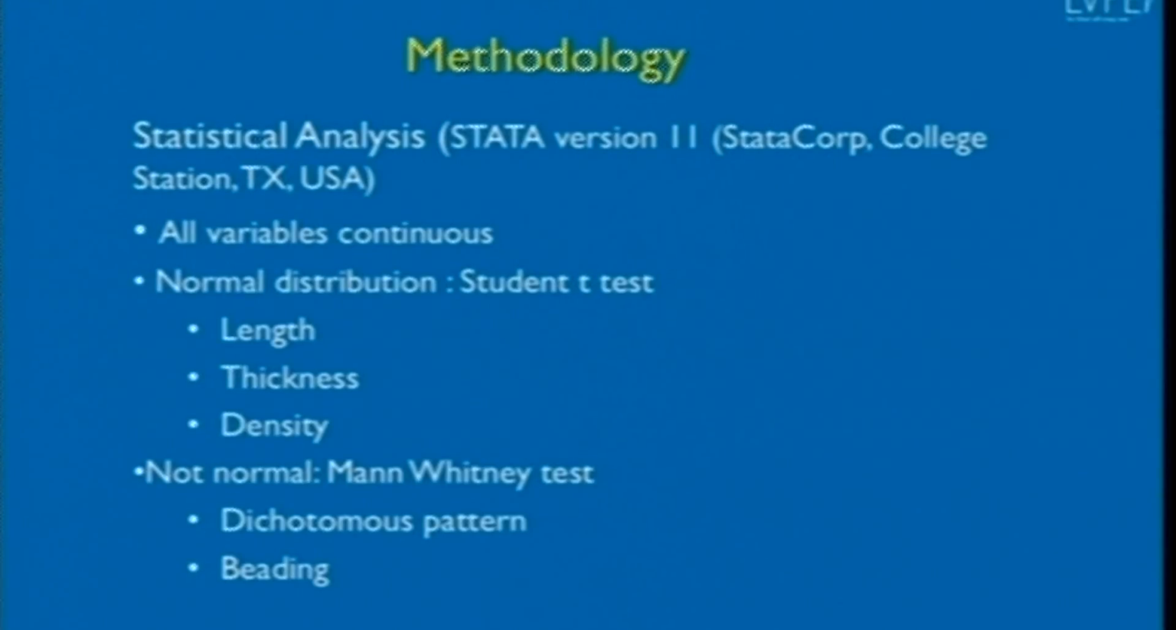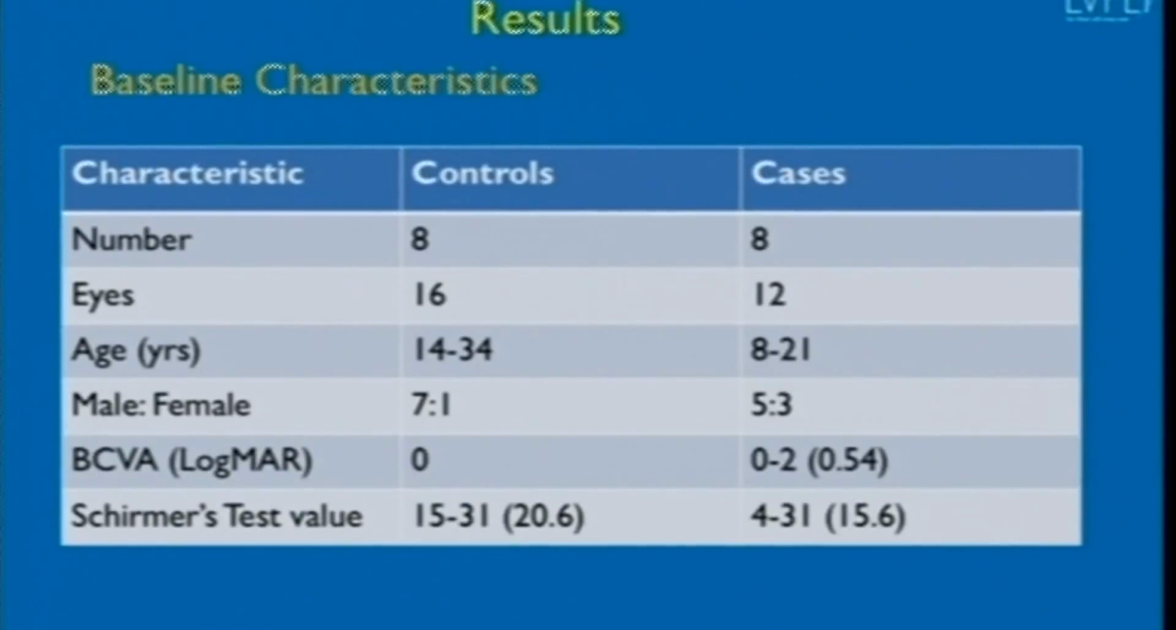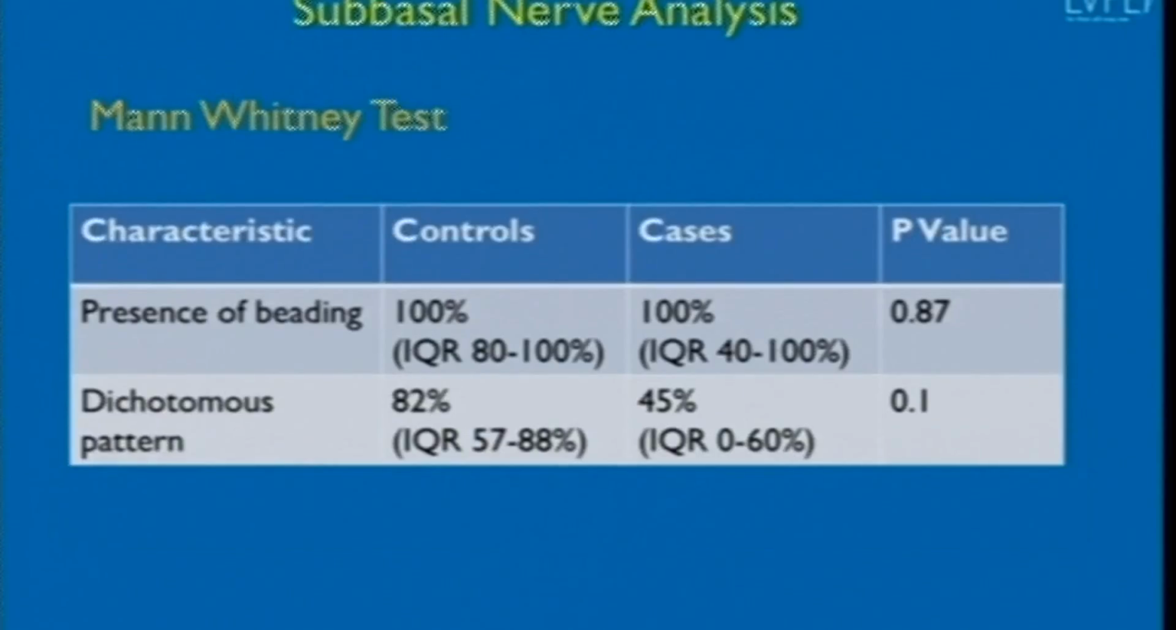Statistical analysis was done, and all variables were found to be continuous. Those with normal distribution were analyzed using the student t-test and the others using the Mann-Whitney test. A p-value of 0.05 was taken as significant. 12 eyes of 8 cases and 16 eyes of 8 controls were analyzed. On analysis of the dichotomous pattern, the median in the controls was 82% as compared to 45% in the cases, although with a marginally overlapping interquartile range, the p-value was found to be 0.1.